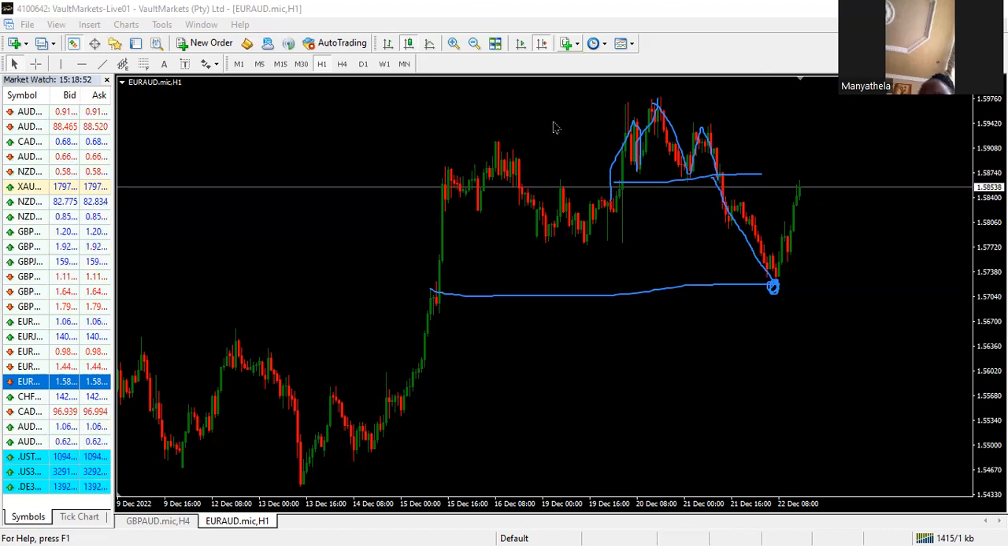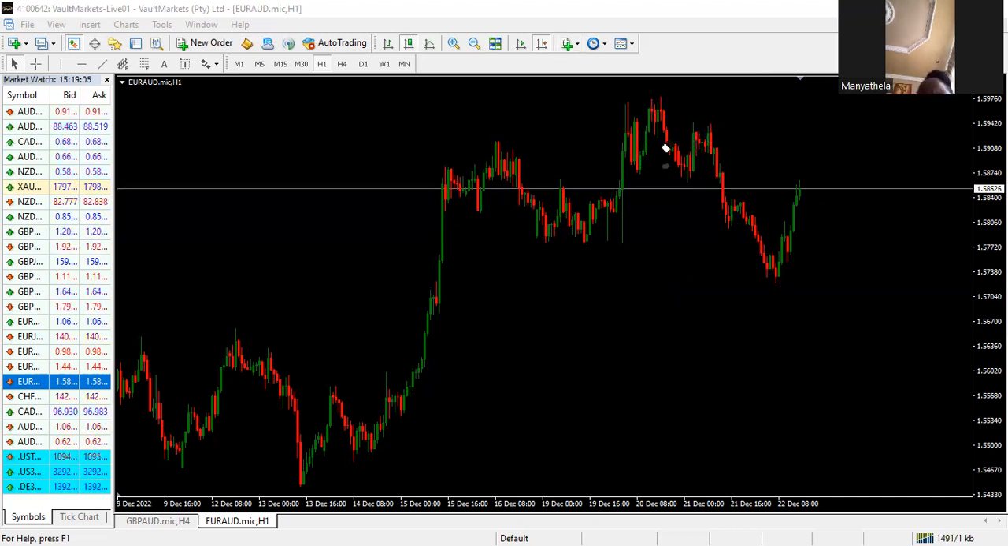Which time frame do you use, Pila, when you check the overall direction of the market? Oh my God, you don't use any indicator. Which time frame do you use? I use daily, H4 and 1 hour.